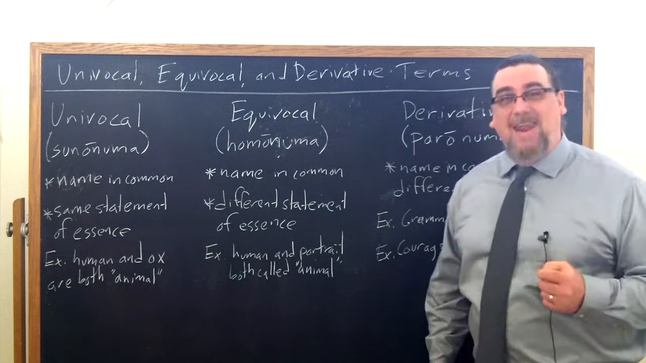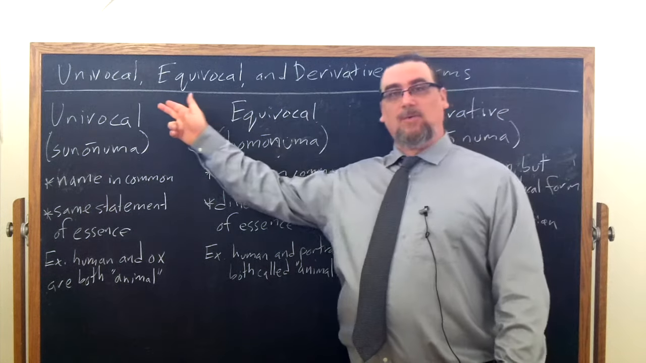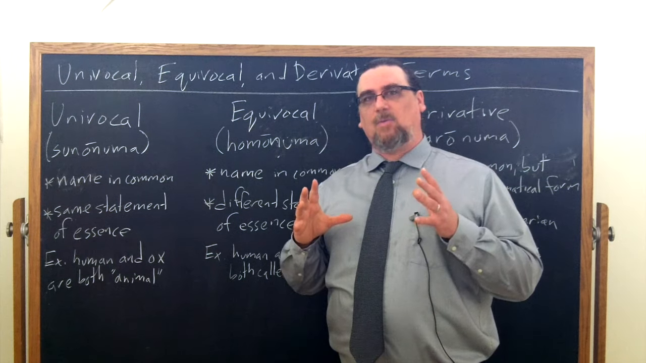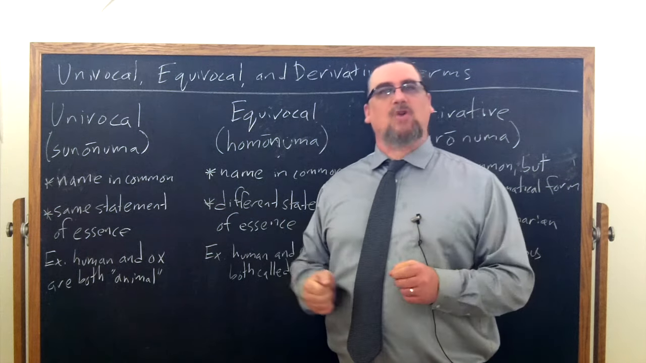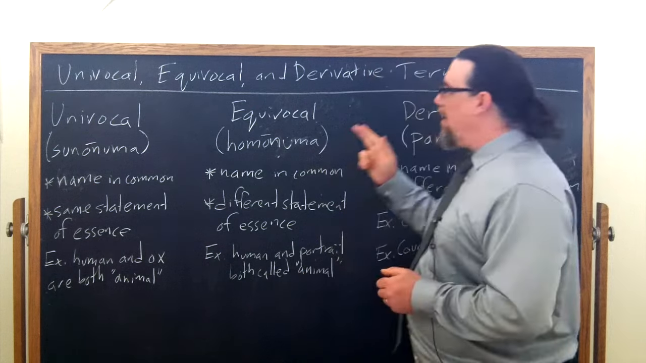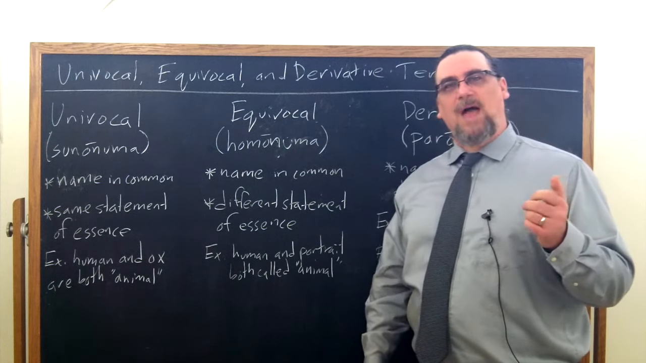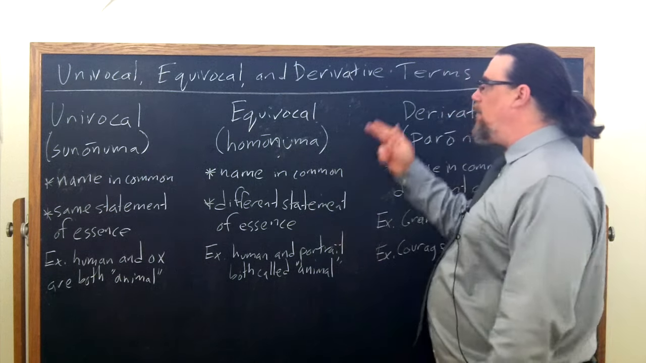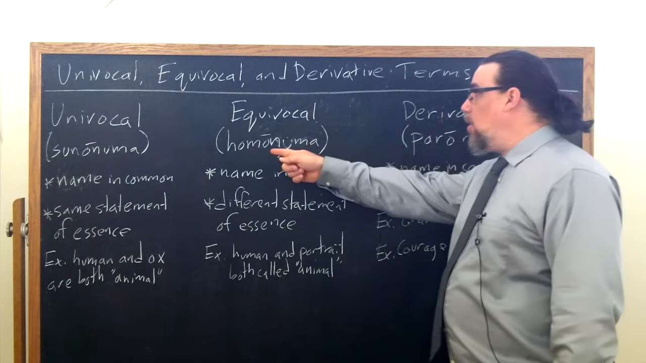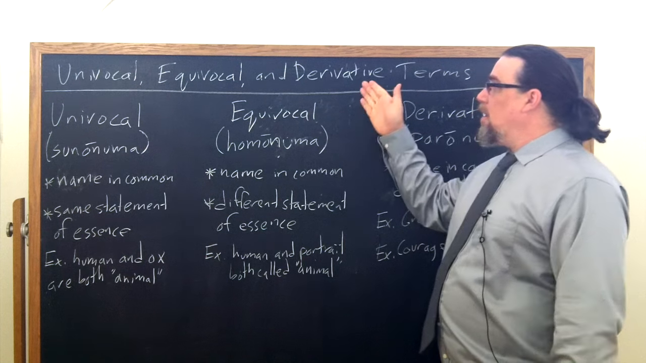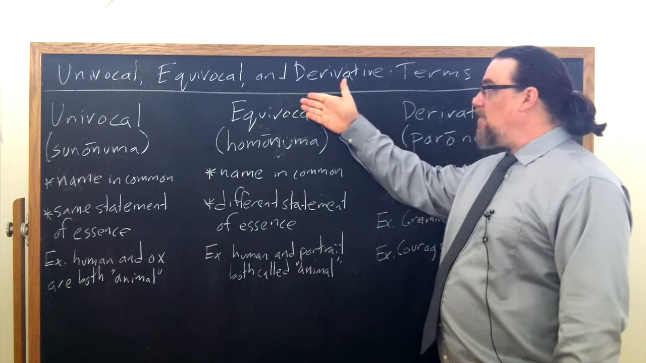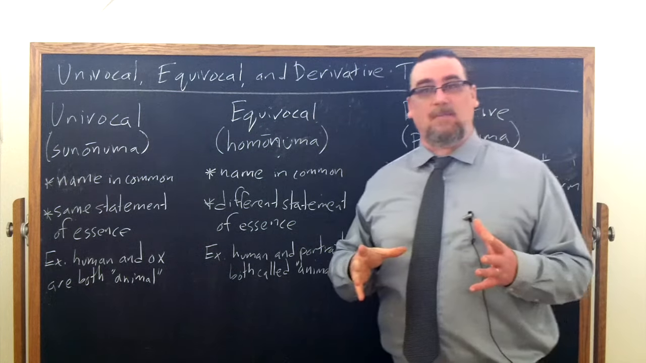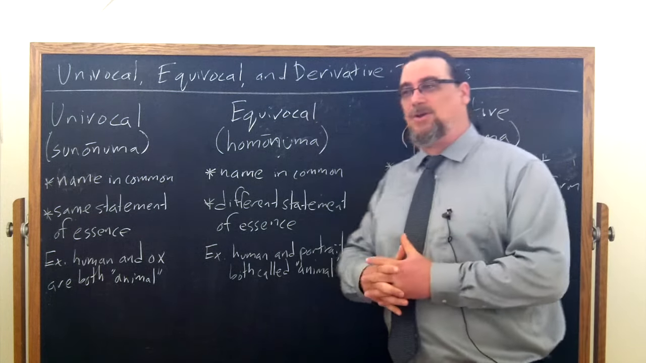Sunonuma, we get the word synonymous from that, right? And that is what we translate as univocal, meaning that it has one way of talking about things. The univocal, by the way, is coming from the Latin, unum and voce. Now, equivocal, homonuma, right? Equivocity, from the Latin. And this is the word that we get homonym from. And we'll come back to that notion in a moment.